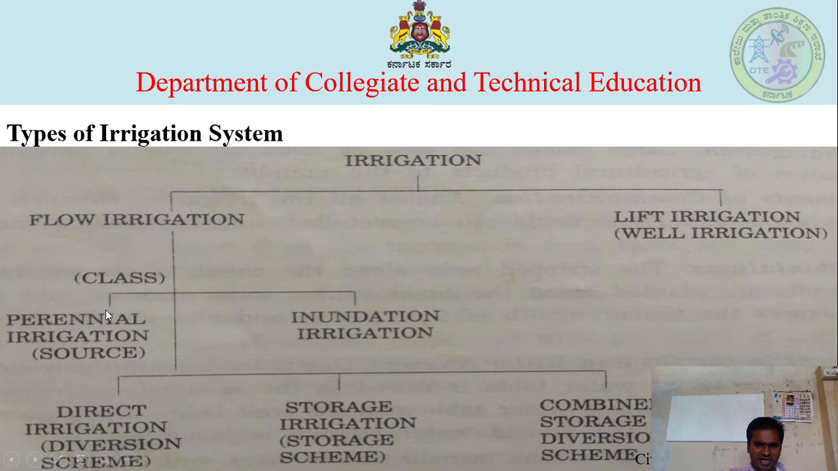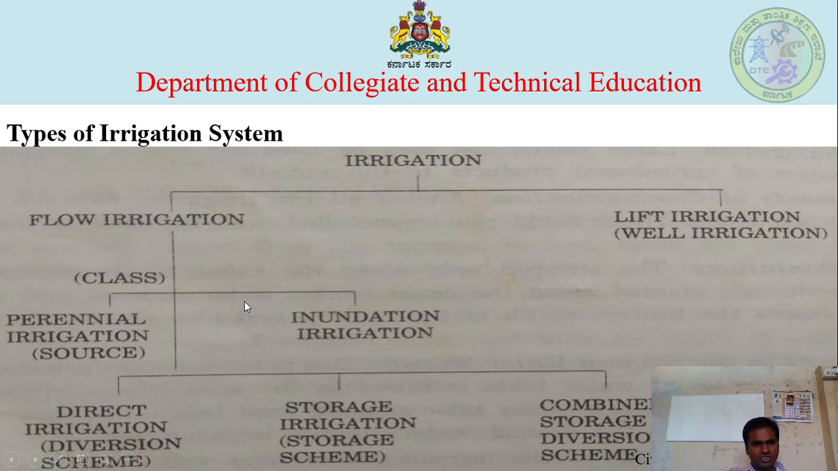This perennial irrigation is further classified into direct irrigation, also called a diversion scheme irrigation. Next one is the storage irrigation, also called a storage scheme irrigation. Next classification is combined storage and diversion scheme irrigation.